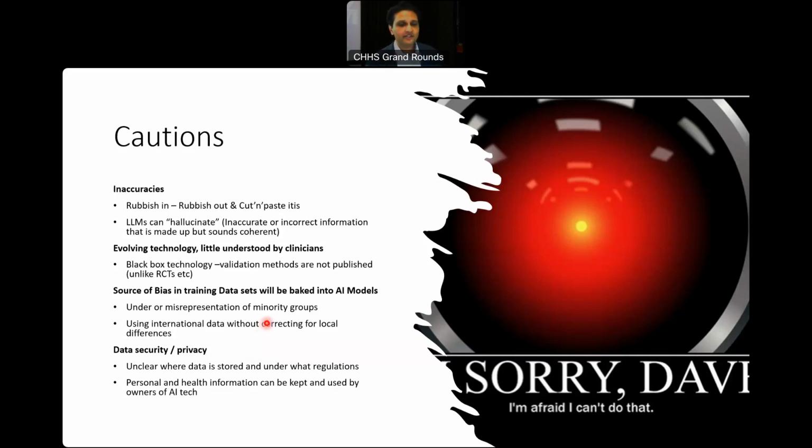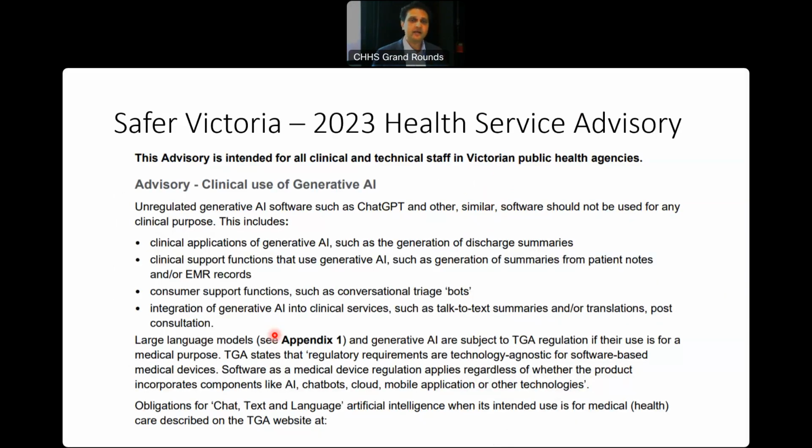And then the big one is data security and privacy. It's unclear where this data is stored, particularly if it's Google or Microsoft or someone owning the AI software, and under what regulations, and what is going to happen with that personal and health information that can be kept and used by the owners of the tech. And just lastly, I'll refer to the Safer Victoria Health Service Advisory that came out in the middle of last year when there was all this excitement about ChatGPT.